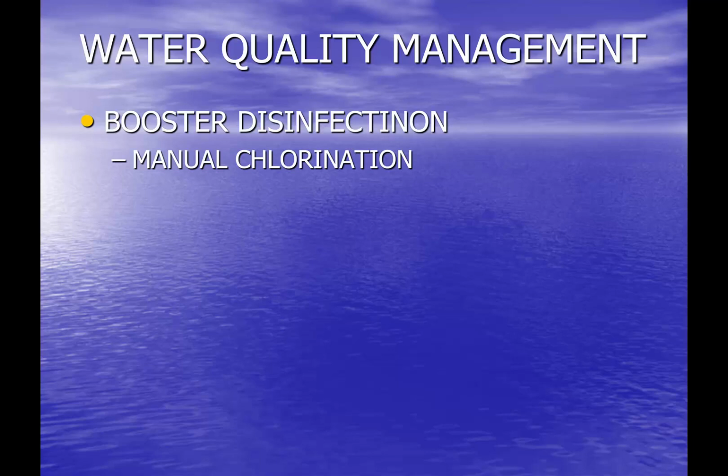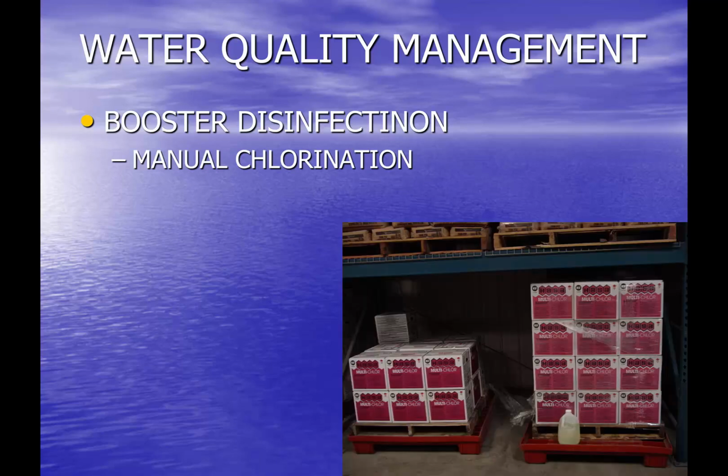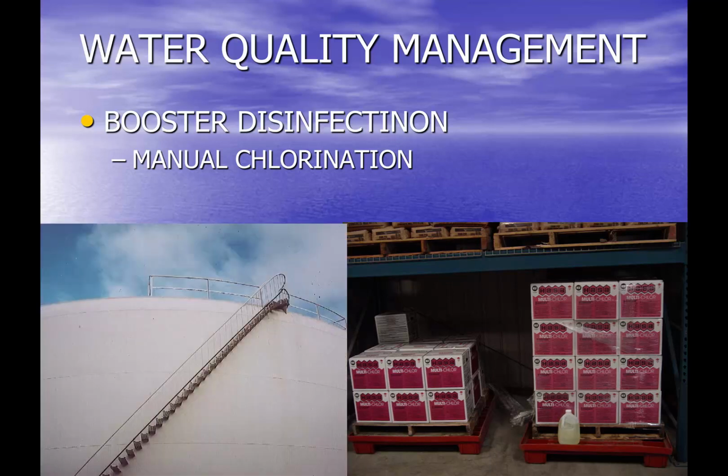One old school manual method of chlorination of a reservoir is simply to take bottled chlorine, and what you're looking at in this picture is pretty similar to the chlorine you would buy for a swimming pool. It's basically 12.5% sodium hypochlorite in gallon bottles. And what we would do is carry those bottles up the stairs to the top of the reservoir and dump the sodium hypochlorite in the hatch to add to the chlorine residual.